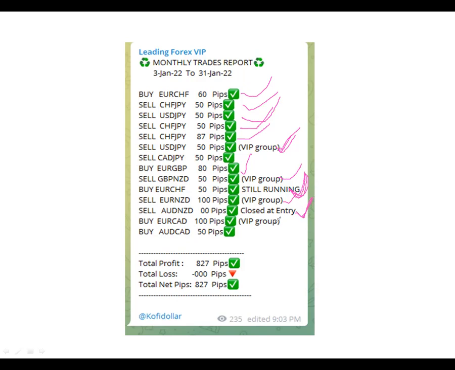And then we have this also in the VIP group, which is Euro card, and then AUD card also in both groups. So when you calculate all the pips that was made from both the VIP and the free channel, in total, we made a total profit of 827 pips. The total loss was 000. We didn't make any loss. All our trades gave us take profit. So our net profit in terms of pips is 827 pips. So we made 827 pips in January.